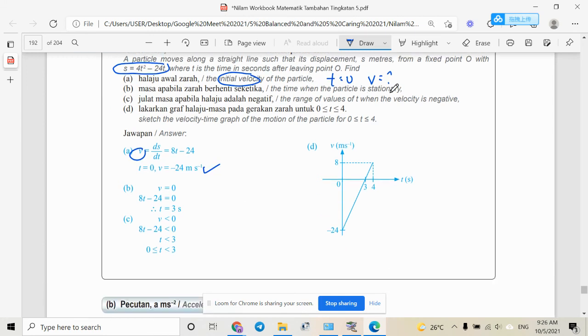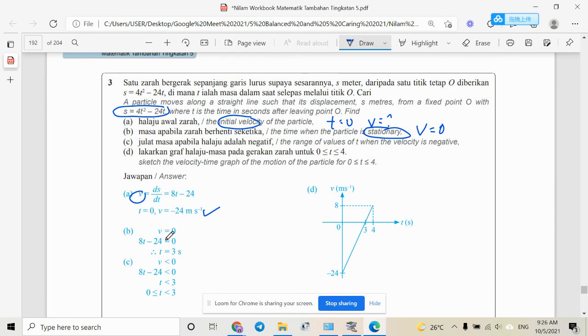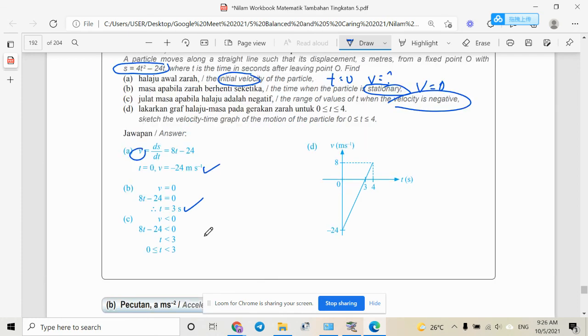Question B, the time when the particle is stationary. So remember, when particle stationary or not move, meaning that v is 0. So substitute velocity formula in and get the t value. Question C, range of value of t when velocity is negative. So velocity negative, v less than 0. Just apply the formula and get the answer. Remember, when you get t less than one number, must add in this part.